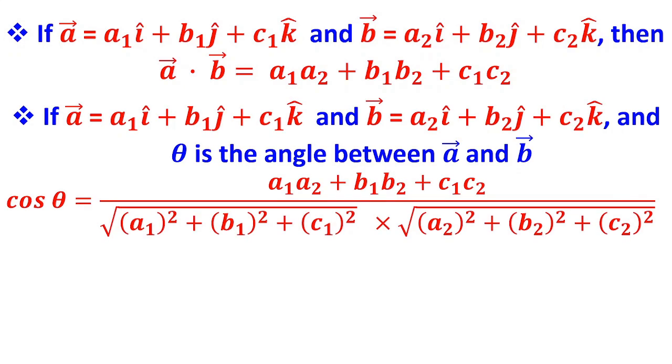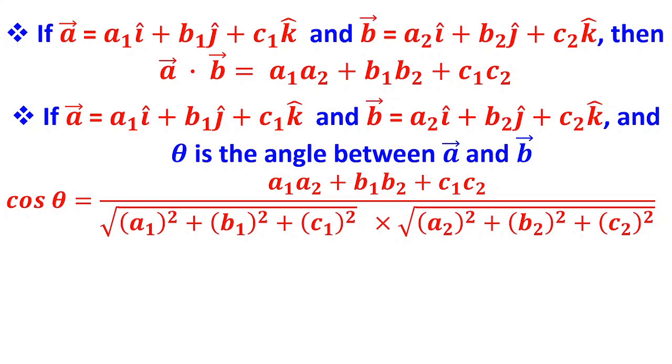Now by making use of this idea, we can have a formula for cos theta. Already we have seen that it is A dot B by magnitude of A into magnitude of B. Here A dot B is A1A2 plus B1B2 plus C1C2, and magnitude of A is A1 square plus B1 square plus C1 square inside square root, and magnitude of B is A2 square plus B2 square plus C2 square inside square root.